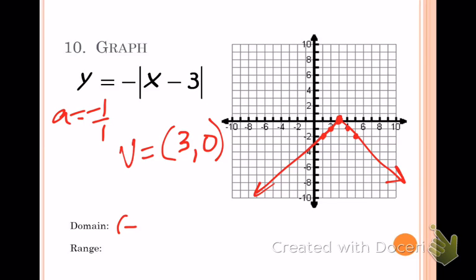Now, domain and range. Well, the domain is going to stretch from negative infinity to positive infinity. It will every time. The range. Now let's see, the v opens down. It's going to hit all of these values going down to negative infinity. So we start down here at negative infinity.